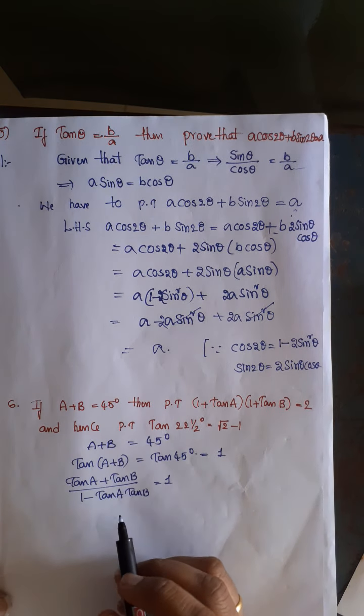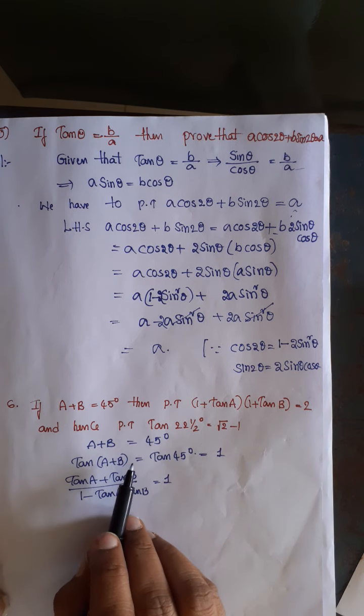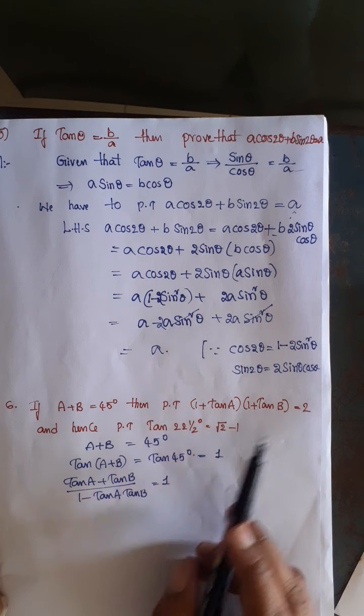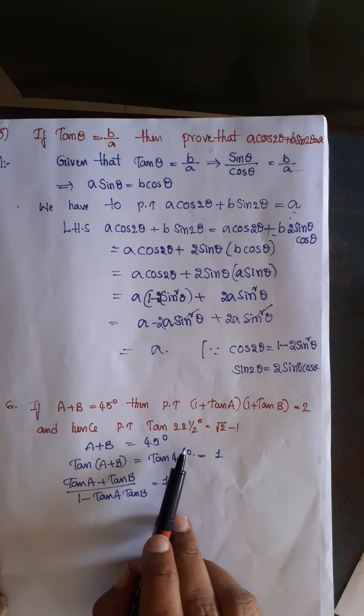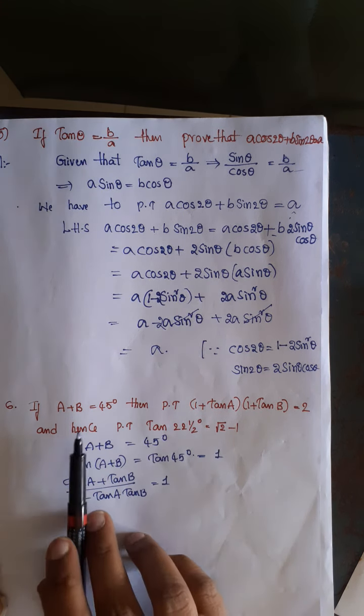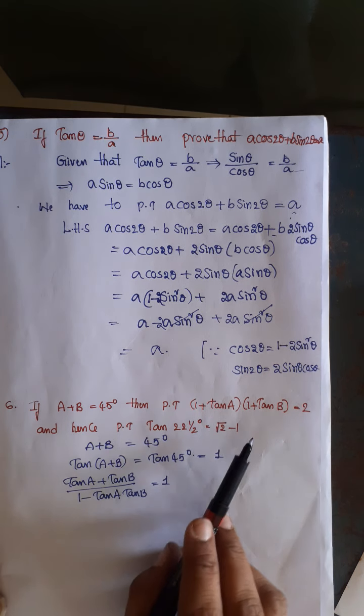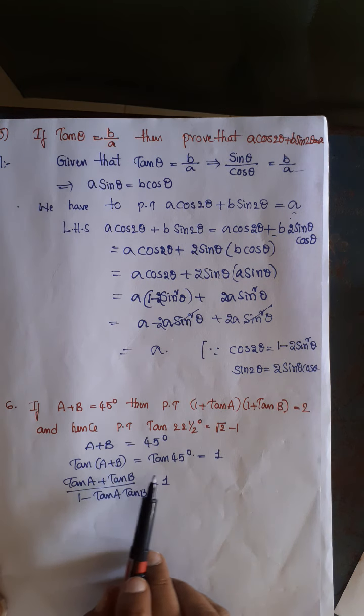Let's continue with the next question. A plus b is equal to 45 degrees is given. We have to prove that 1 plus tan a into 1 plus tan b is equal to 2, and hence we have to prove that tan 22 and a half is equal to root 2 minus 1. So what is given? A plus b is equal to 45 degrees. Every term is in tan, so you apply tan both sides. Tan of a plus b is equal to tan 45.